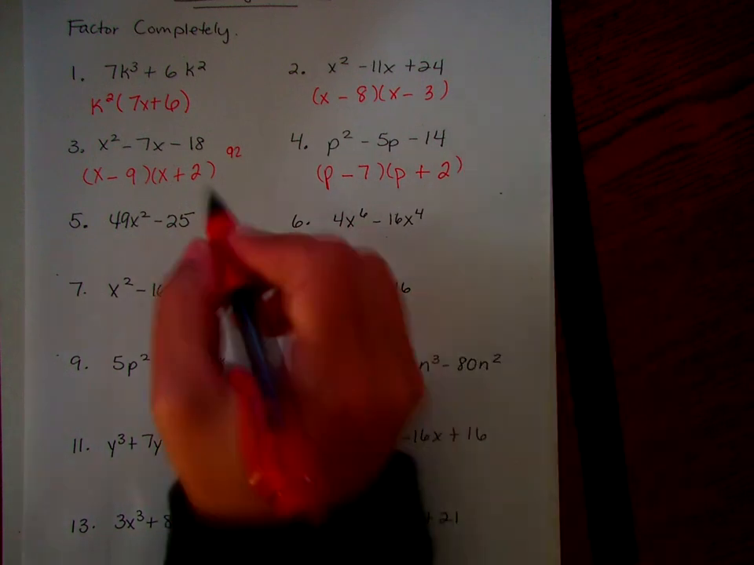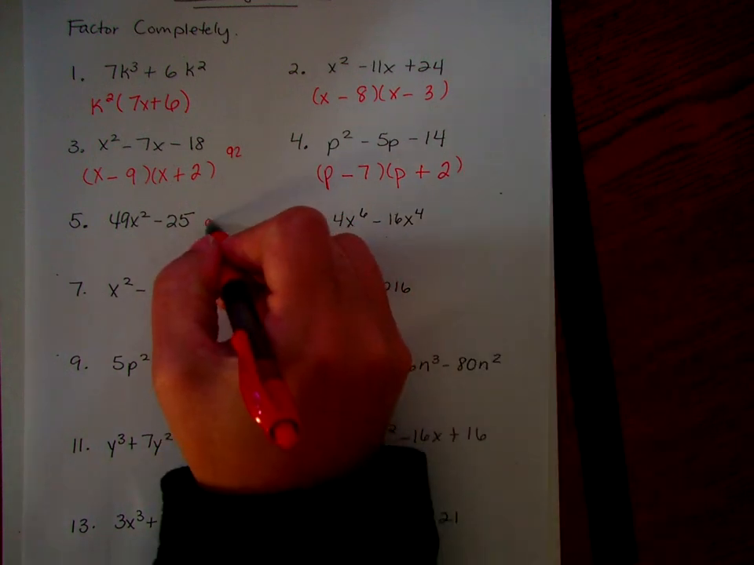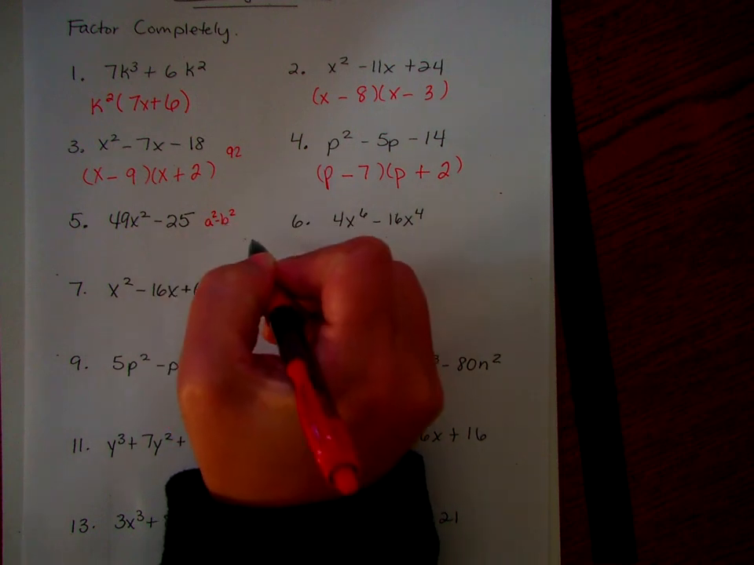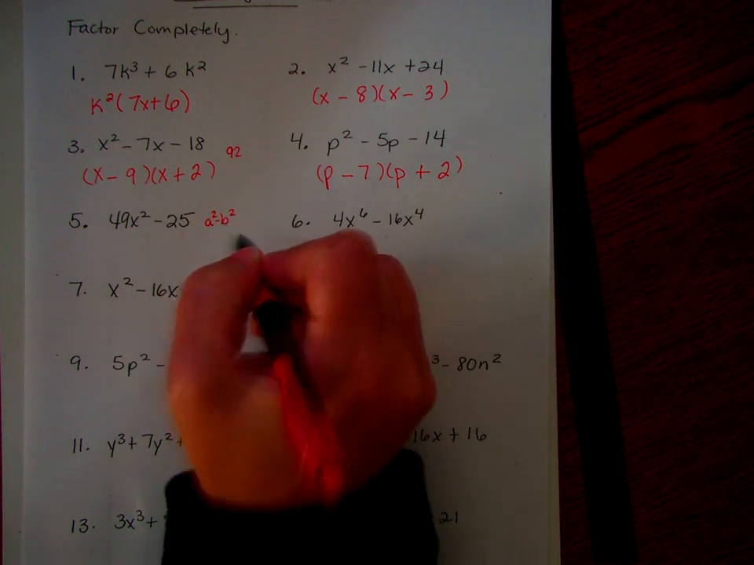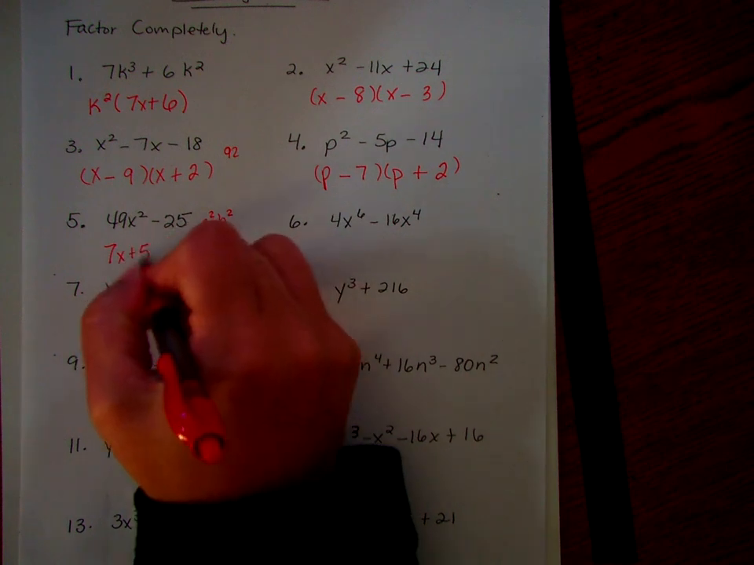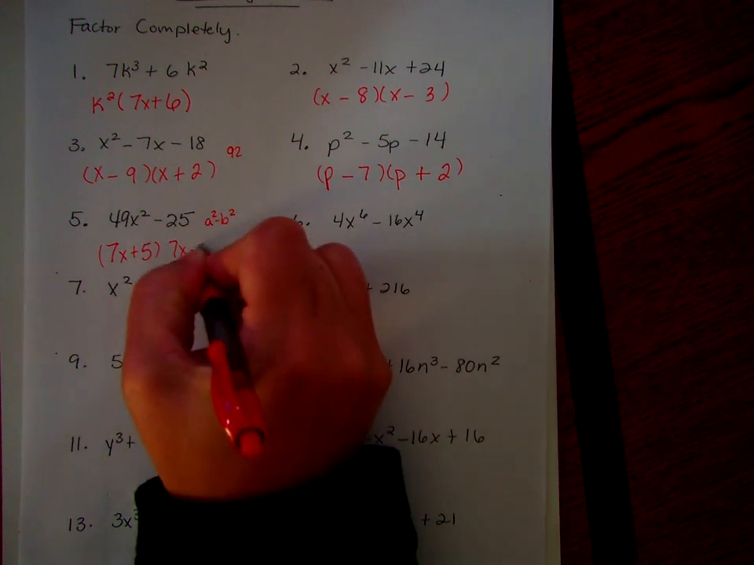Number 5, okay, what you're looking at is an a squared minus b squared. It's a difference of squares, okay? So we do a plus b, a minus b. So it's going to be 7x plus 5 and 7x minus 5.